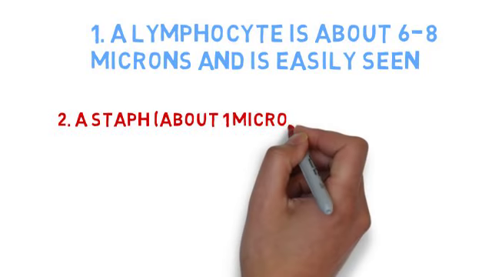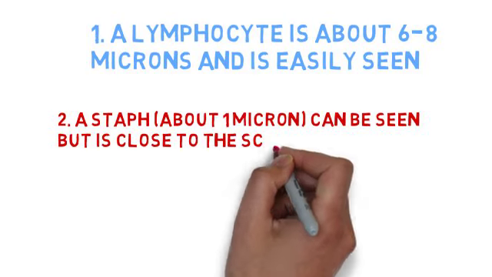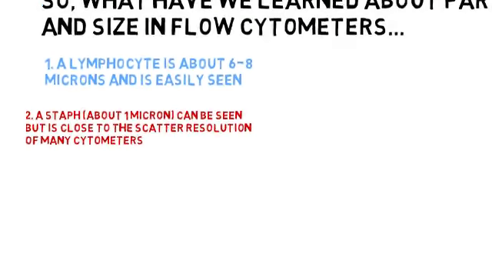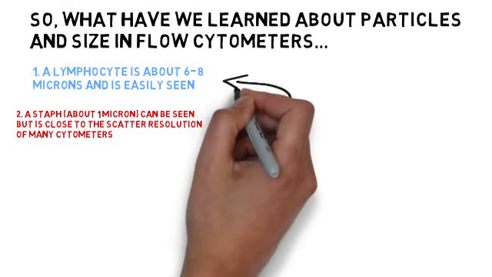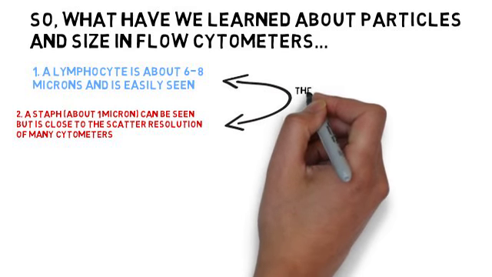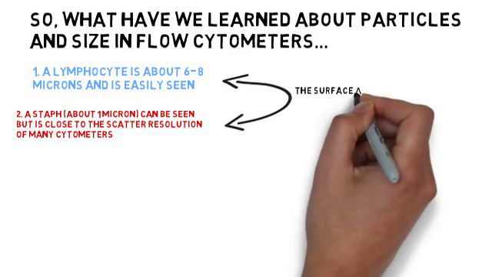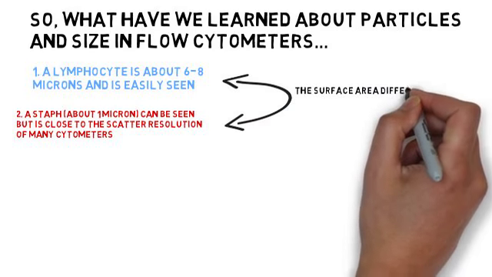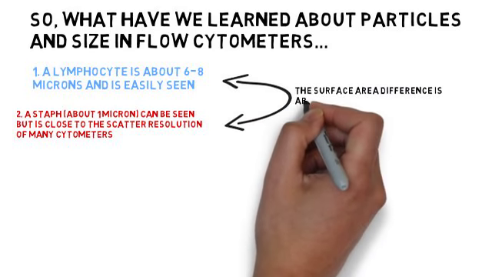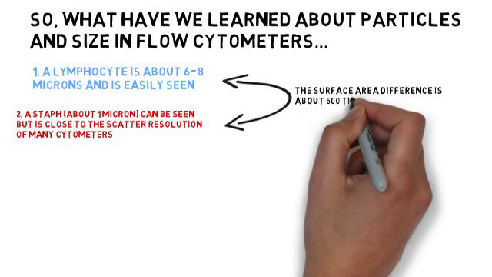So what have we learned about particles and size in flow cytometry? First, you know the size of a lymphocyte and you know the relative size of a bacteria. By the way, the surface area of a lymphocyte is about 500 times that of Staph aureus.